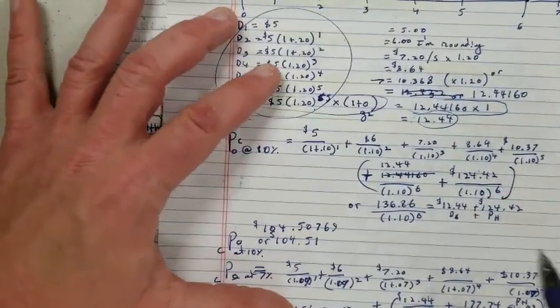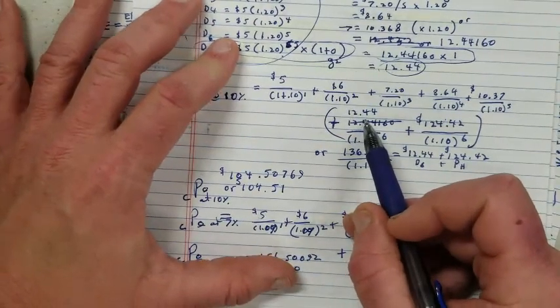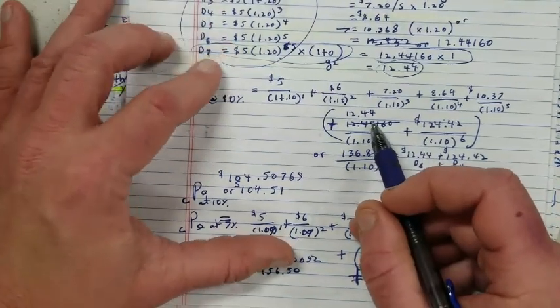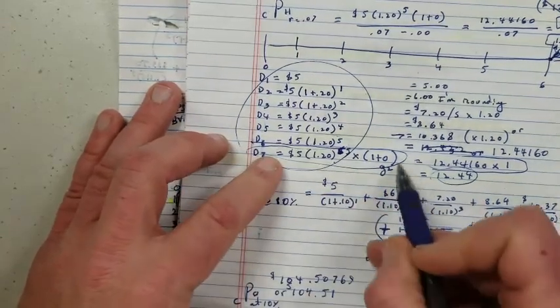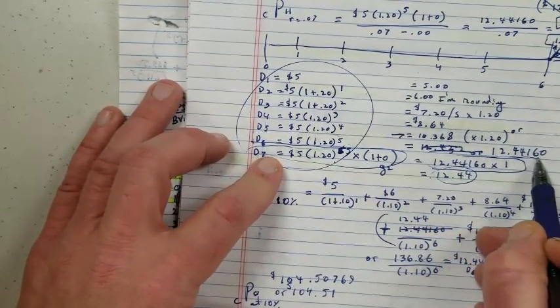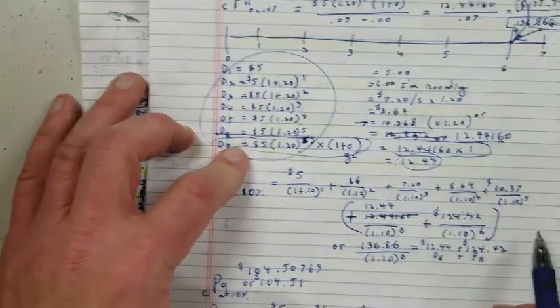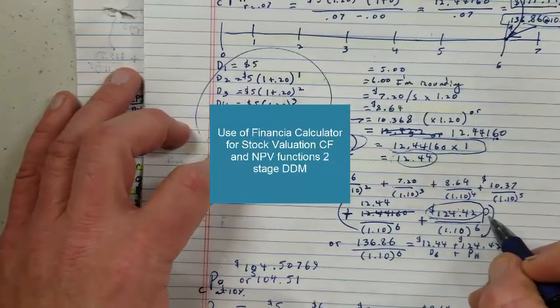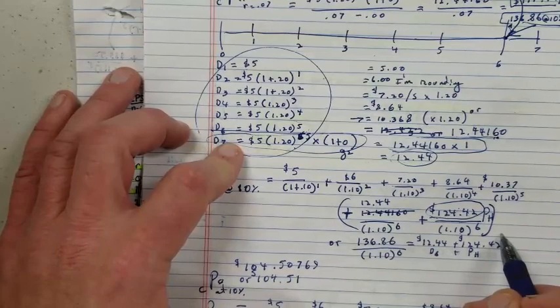Okay, and then when I put it into the formula, again, I'm going to combine the $12.44, which is representative of the dividend right here, right? Okay. Year 6, which is, again, 12.44160. But I also have my horizon value of the stock, PH. And I have to discount that too. So why not combine them both, right?